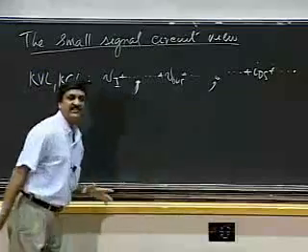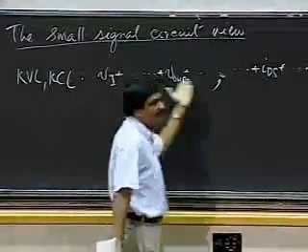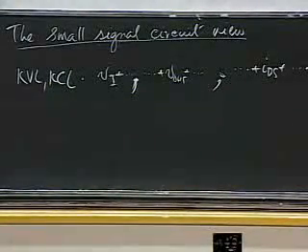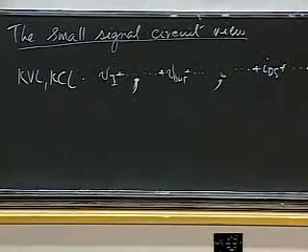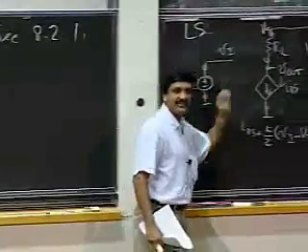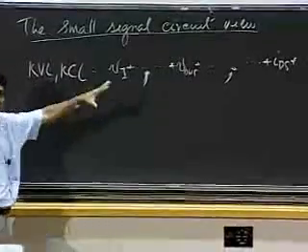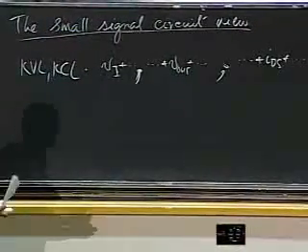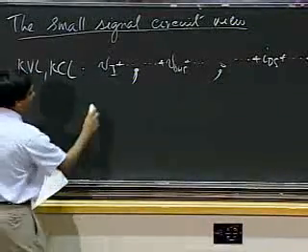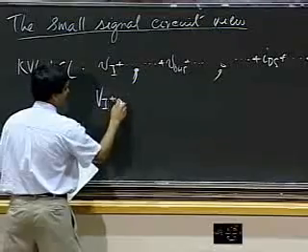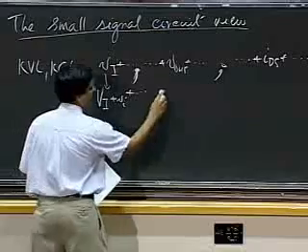Now, KVL and KCL are simply a different representation of the circuit, because within those KVL and KCL equations is encoded the topology of the circuit. Remember, each KVL equation represents a loop, and each KCL equation represents how nodes are connected together. So the KVL and KCL equations encode within them the topology of my circuit. Okay, so what I do next is replace each of these with the bias plus the small signal. So I get the bias plus the small signal, and keep the equations the same.